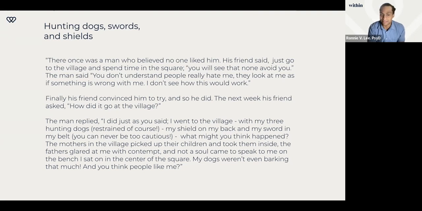What might you think happened? The mothers in the village picked up their children and took them inside. The fathers glared at me with contempt, and not a soul came to speak to me on the bench I sat on in the center of the square. My dogs weren't even barking that much. And you think people like me?